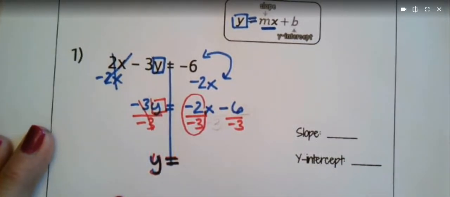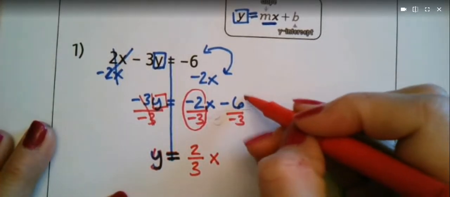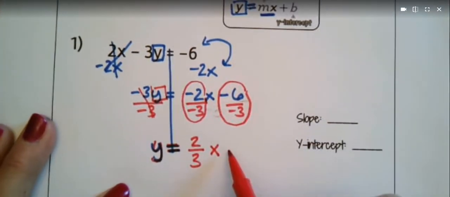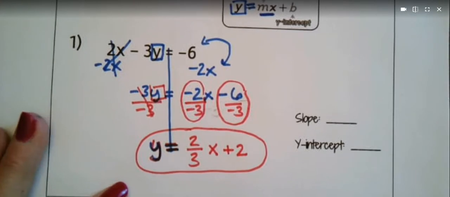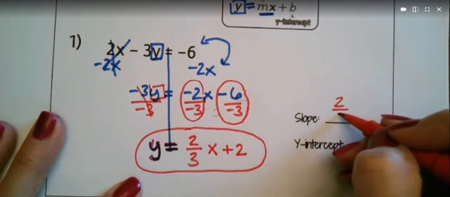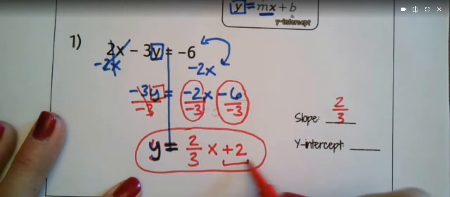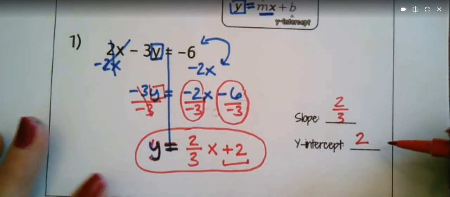-2 divided by -3 is positive, and then this would just be positive 2/3. I'd leave it as a proper fraction, and then the x. Then, of course, -6 divided by -3 is just positive 2, and now I have it written in slope-intercept form. So the other day we learned that the slope right here is 2/3, and the y-intercept is right here at positive 2. And this is going to really help us with graphing in our next lesson.